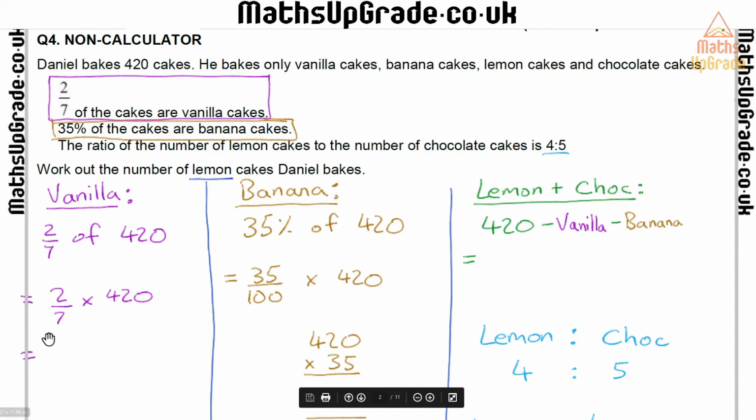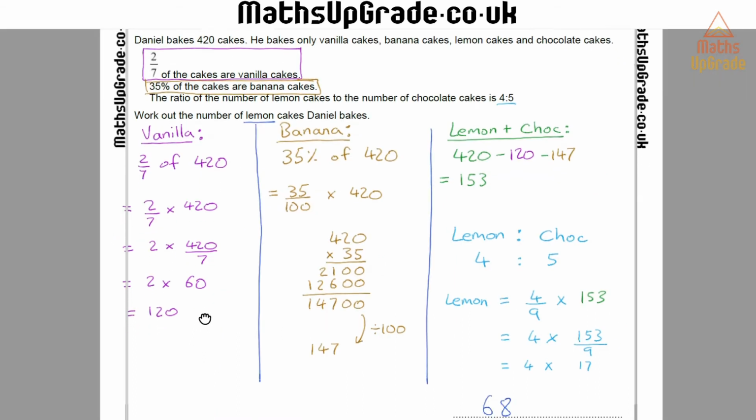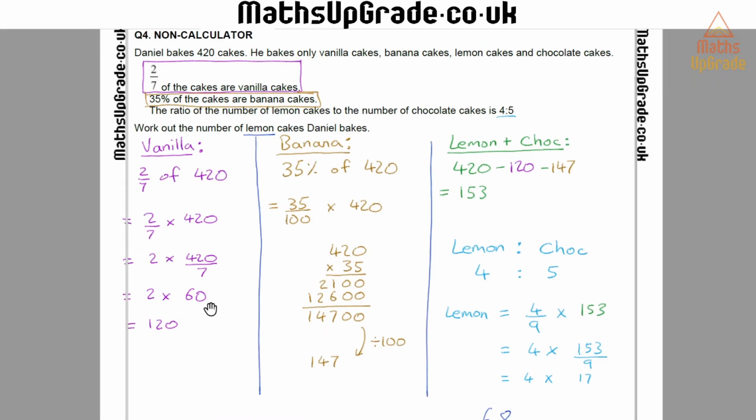So the first thing, let's find the vanilla cakes. 2/7 of 420. To find 2/7, you need to find 1/7 first, and then you need to double it. In other words, 420 divided by 7. Well, 420 divided by 7 is 60, and that represents 1/7. And then 2/7 is 2 lots of 60. 2 times 60 is 120. So 120 cakes are vanilla cakes.